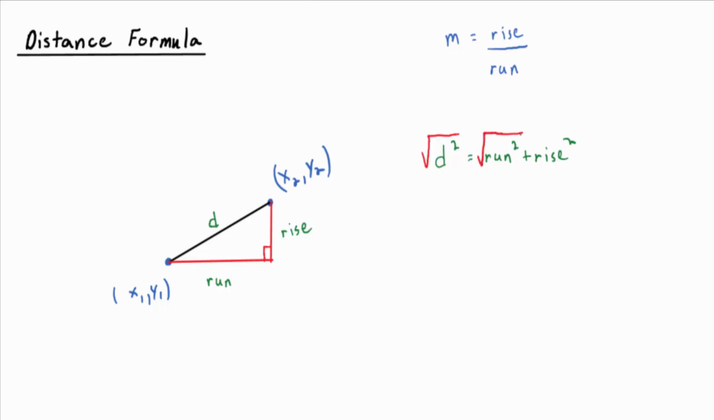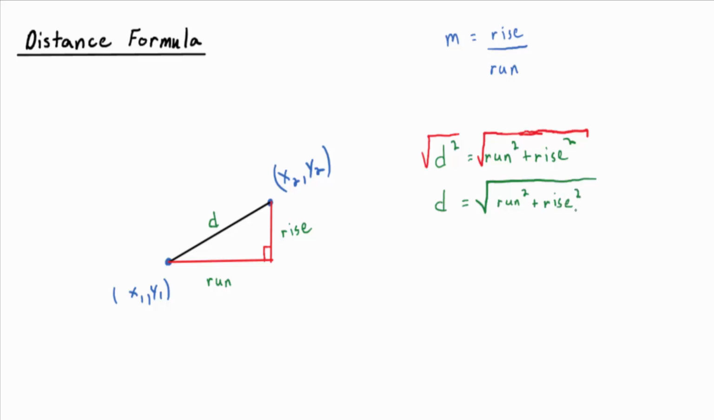Now, it's the square root of the whole thing, right? You can't split up the square root over addition. So you get d equals the square root of run squared plus rise squared. You won't see the formula written this way in any books. This is my own little idea. But I think that's a neat way to remember it.